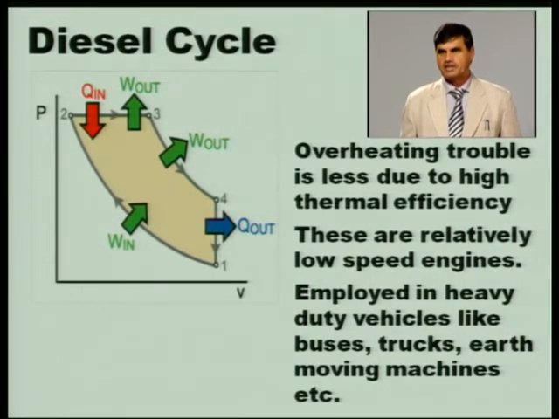Only 1500 degrees Celsius peak temperature we are achieving here, and the speed of these engines is lesser, around 4000 rpm, 4500, that will be the maximum rpm, whereas in the case of diesel engine it can be up to 10,000. And these are used in buses, trucks, earth moving machines, marine applications, I said diesel.